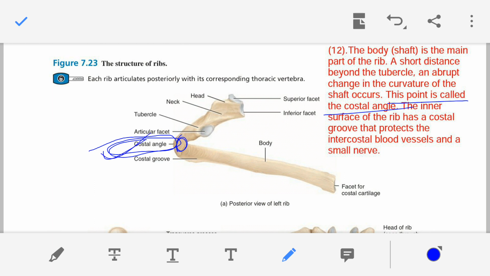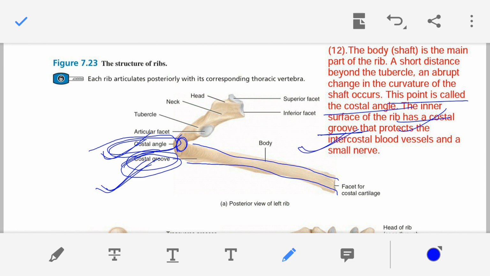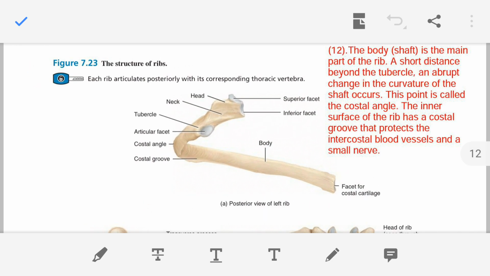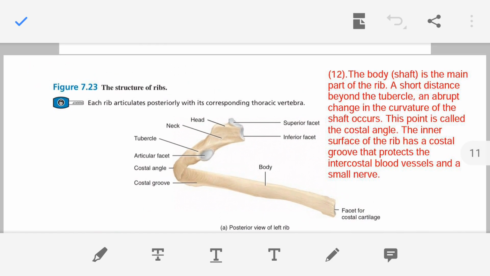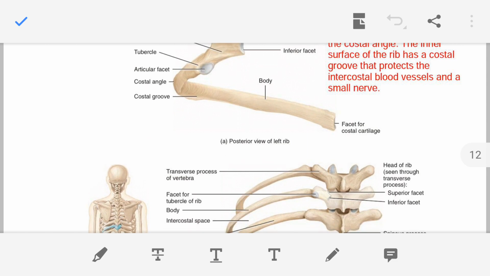Now the inner surface of the rib has the costal groove. So this is the costal groove, and as you can see, this is the inner surface of the rib. So on the inner surface, this costal groove is present. And what is the function of this costal groove? It protects the intercostal blood vessels and small nerves. Okay, now with this we have completed the 12th point of our discussion.